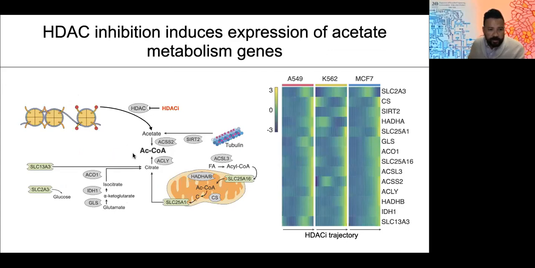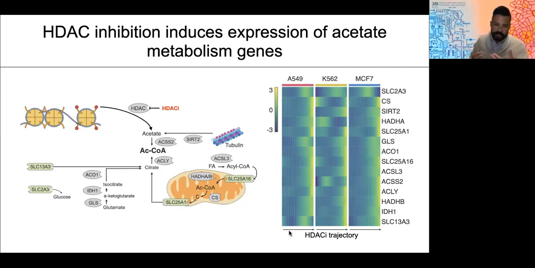Now, acetyl-CoA derived from acetate, which is the product of HDAC class 1, 2, and 4 deacetylation, is critical for many metabolic processes. And inhibition of HDACs prevents recycling of those acetyl groups from chromatin for various catabolic and anabolic processes. Here I'm showing you a small pathway diagram of reactions that increase acetyl-CoA pools. When we looked at our data, we observed an increase in expression of all of these genes towards the end of the trajectory, suggesting an effort to increase acetyl-CoA pools.